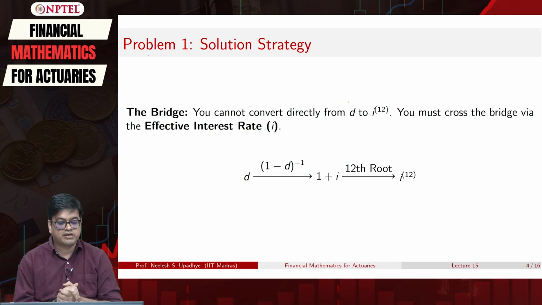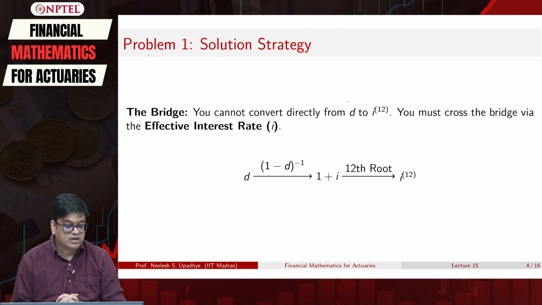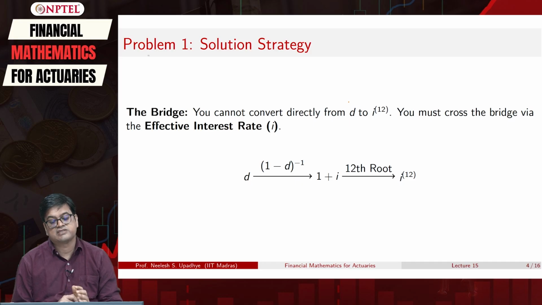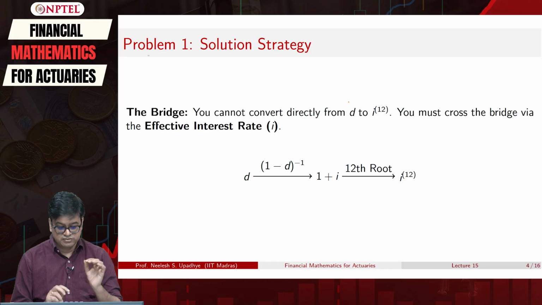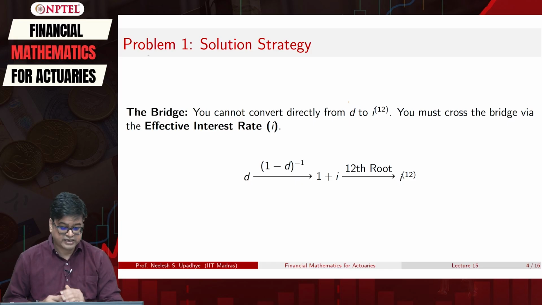Okay, now that you have attempted the solution, let us look at what is the ideal way to do it. So here is a bridge that you have been given an effective discount rate. So you cannot directly link it to i super 12, but we have decided that there is a bridge equation, and that bridge equation actually connects d with 1 plus i. What was it? d is connecting to 1 plus i by (1 minus d) inverse, right. So 1 plus i is equal to (1 minus d) inverse. So if you use that equation, you will be easily able to connect it to 1 plus i.